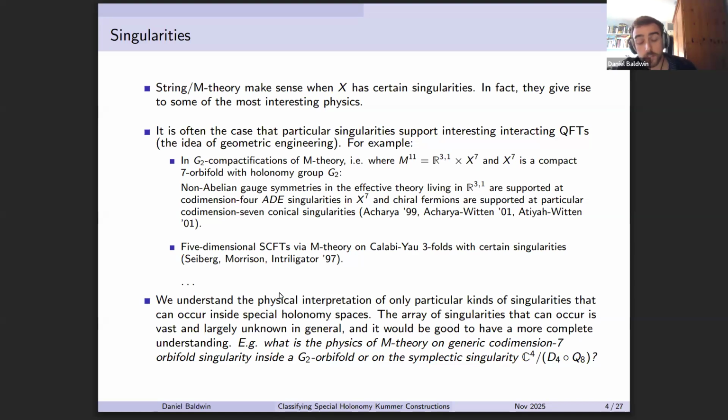So we understand the physical interpretation of only particular kinds of singularities that can occur inside special holonomy spaces. But the array of possible singularities that could occur is vast and largely unexplored in general. So it'd be good to have a more complete understanding of the physics of, say, M theory on some given singularity. For example, what is the physics of M theory on some given codimension 7 orbifold singularity inside a G2 orbifold, or the physics of M theory on some given symplectic singularity, for example C4 quotiented by this group.